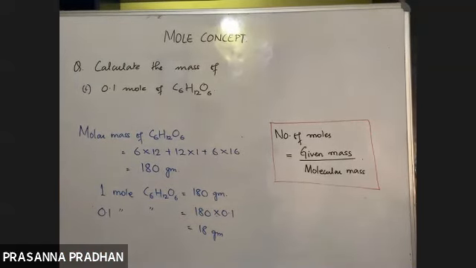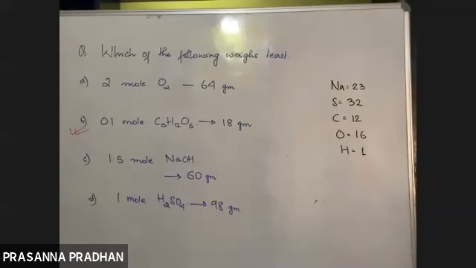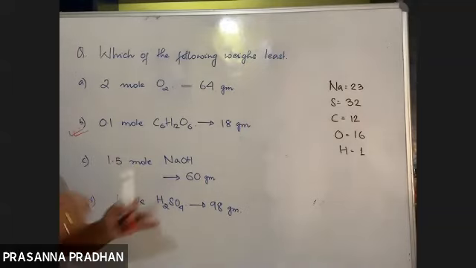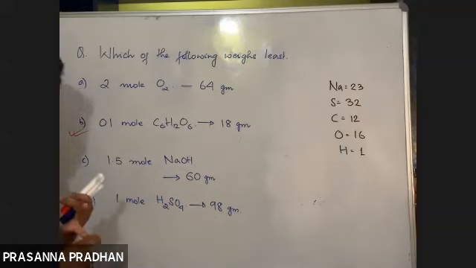So this is the concept of mole in terms of mass. The concept of mole in terms of mass is really simple. Just one line of concept. 1 mole means it is equivalent to its molecular mass, or if it is an element, 1 mole means it is equal to its atomic mass. That's it.